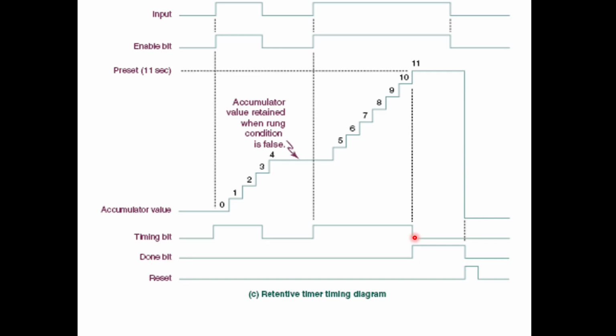On the other hand, with an RTO timer, usually you want to keep track of the machine's usage. After a certain period of use, you want to go for maintenance. For that purpose, you want to retain the accumulator value, how many seconds or hours the machine has been used. After a certain period of time, as per the guidance from the supplier, you want to go for machine maintenance. For that, you use the done bit of the RTO timer.